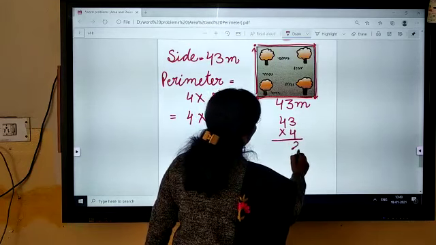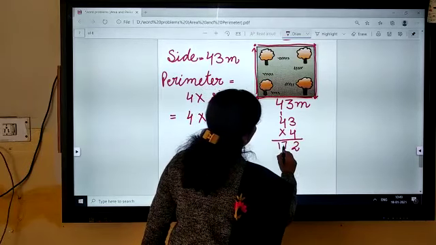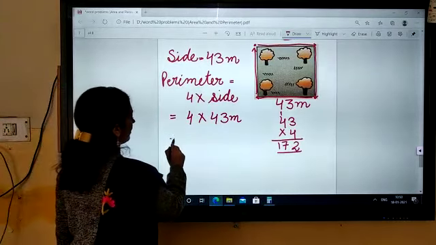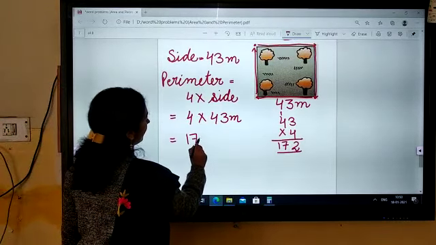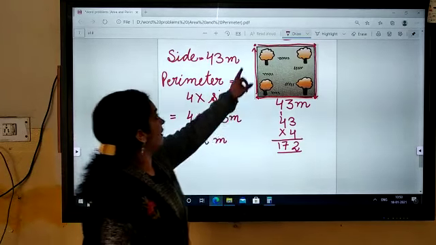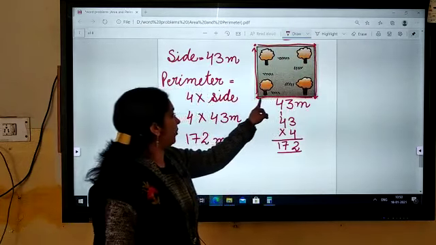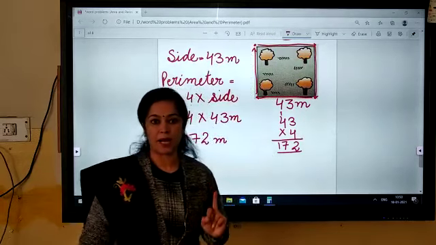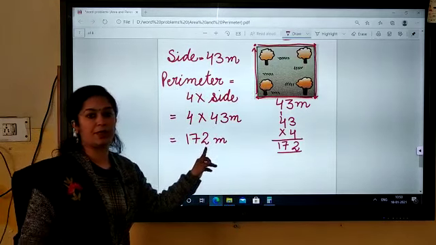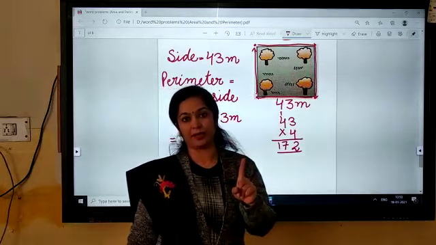4 3s are 12. 1 carry over. 4 4s are 16 plus 1, 17. 172 meters. Means if he is running or jogging, he is covering the boundary of this park and he is covering 172 meters. But this is in case of only one round.